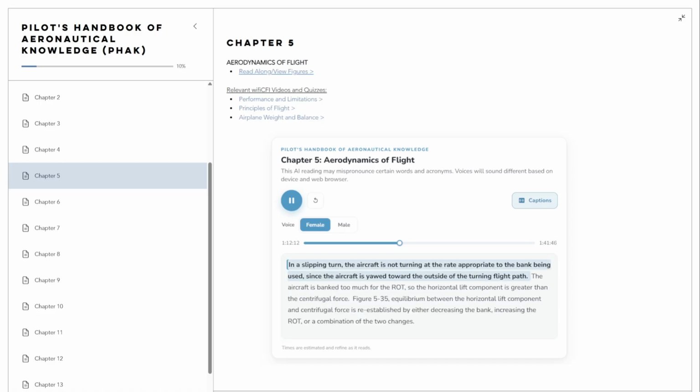In a slipping turn, the aircraft is not turning at the rate appropriate to the bank being used, since the aircraft is yawed toward the outside of the turning flight path. The aircraft is banked too much for the ROT, so the horizontal lift component is greater than the centrifugal force. Figure 5-35: equilibrium between the horizontal lift component and centrifugal force is re-established by either decreasing the bank, increasing the ROT, or a combination of the two changes.